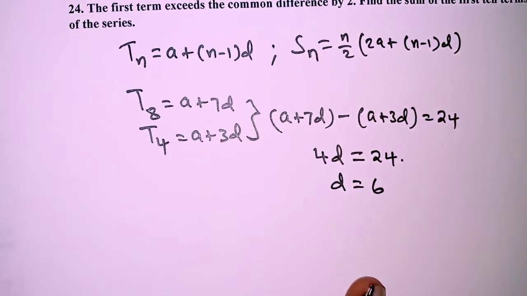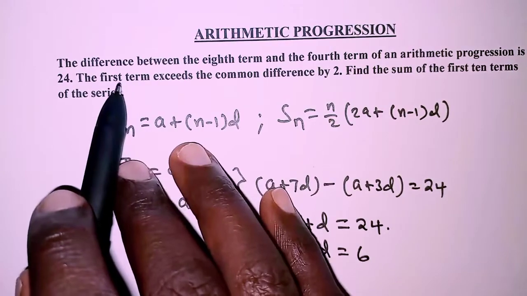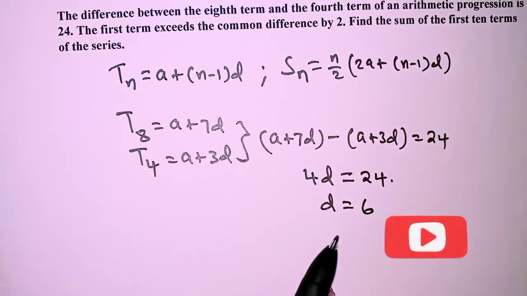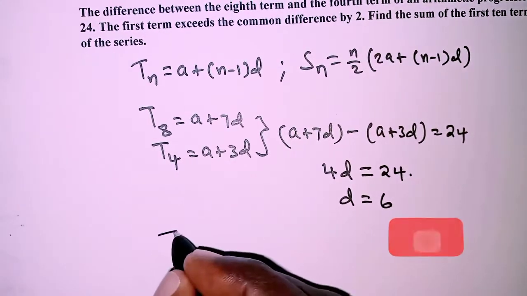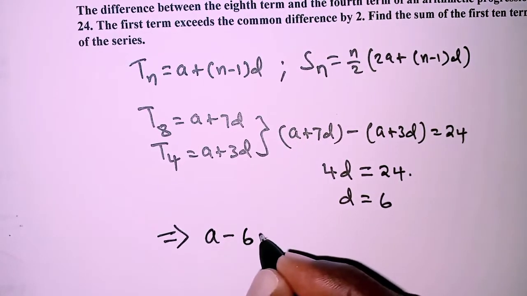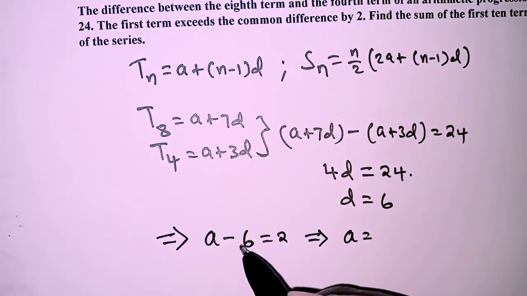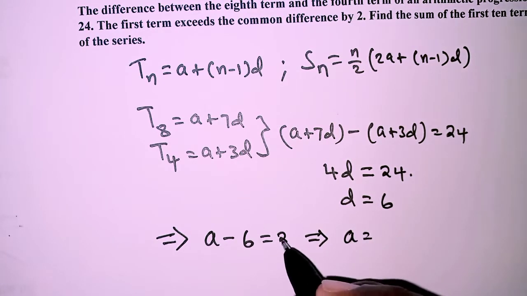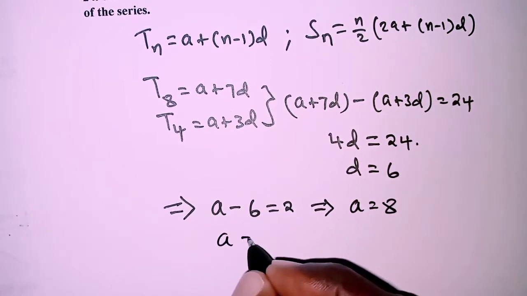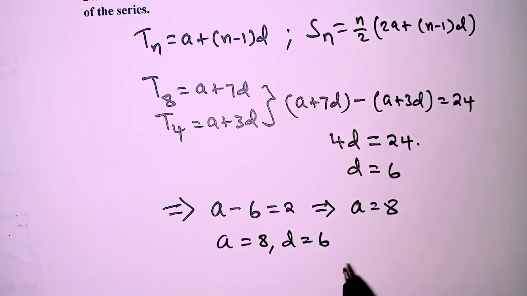Then if d is 6, we are also told that the first term exceeds the common difference by 2. Remember, d is the common difference. So that simply implies that the first term a minus the common difference 6 should be 2. So this implies that a is equal to, negative 6 crosses to become positive, 6 plus 2, and that is 8. So a is 8 and d is 6.